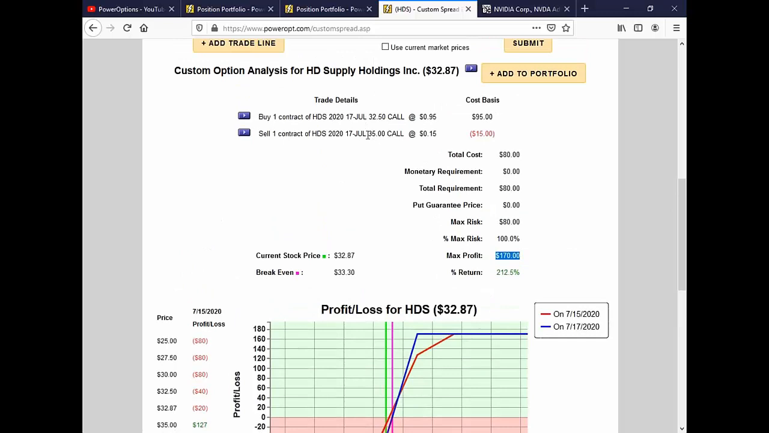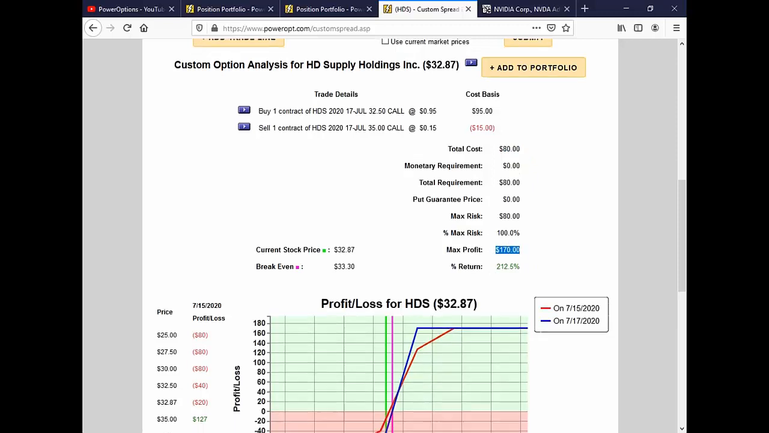When it's above 35 at expiration, my broker will buy shares of stock at 32.50, exercising the long to deliver the short obligation at 35. I get 250 back, but I paid a debit of 80. So my profit's 170, or double what I paid to get into the position, more than double as well.